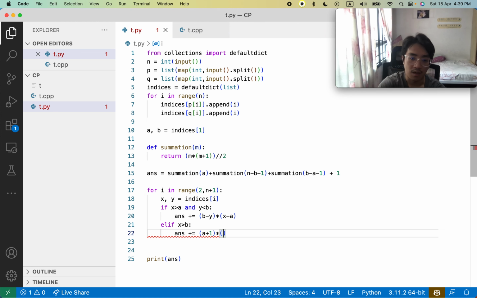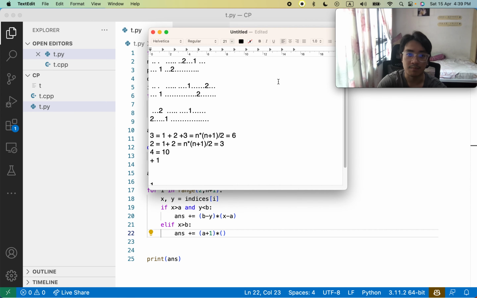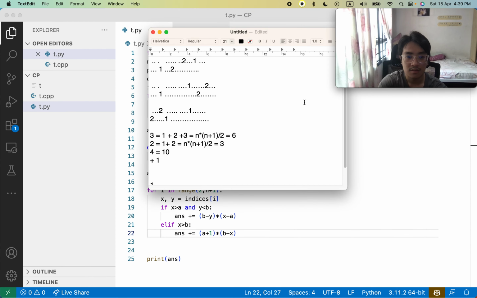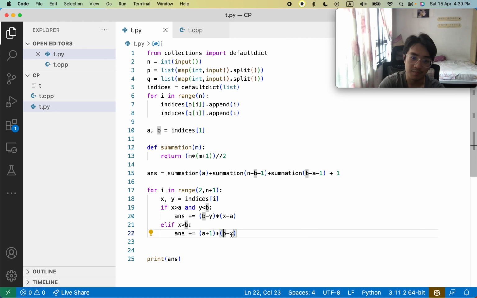But I don't think it's x is greater than b. Wait, is it? For this case, x is greater than b. Yeah, it is. So a plus 1 times b minus x. Wait, hang on, is this correct? You mean x minus b? Yep.